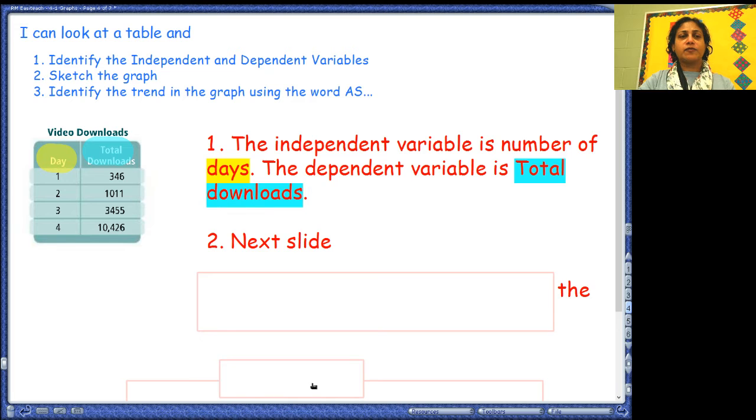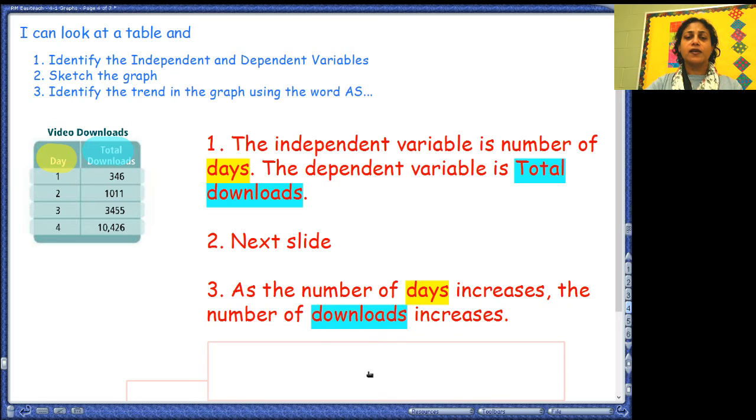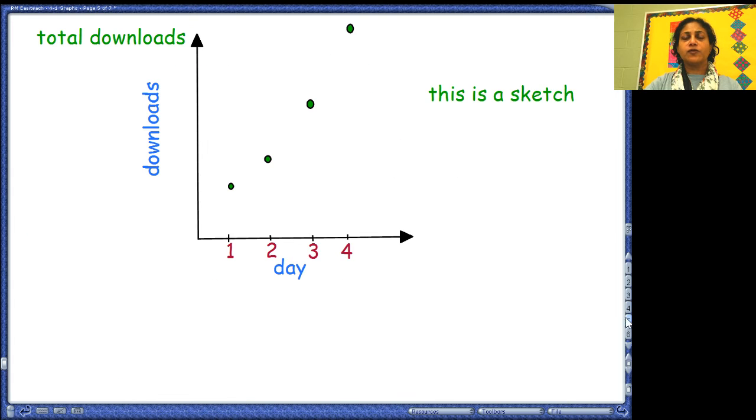On the next slide I'm going to show you how to sketch the graph, but now we're going to use the word "as": as the number of days increases, the number of downloads also increases. And this would be a sketch of the graph, and a sketch is just a simple idea of what this graph might look like. You don't have to put all the numbers, you don't have to make the graph as big as the numbers require you to make it. This is just a trend, and it's showing us that the graph is going up.